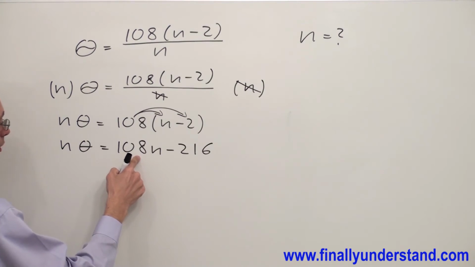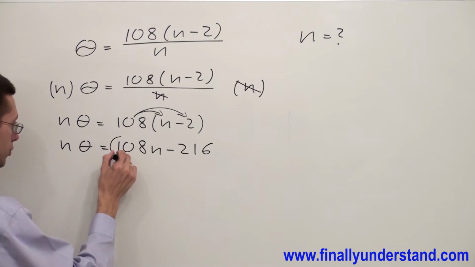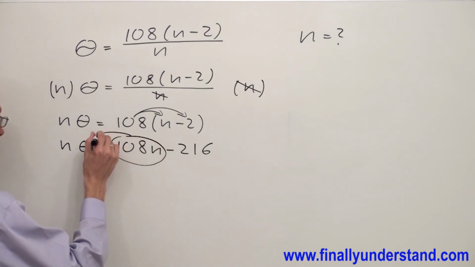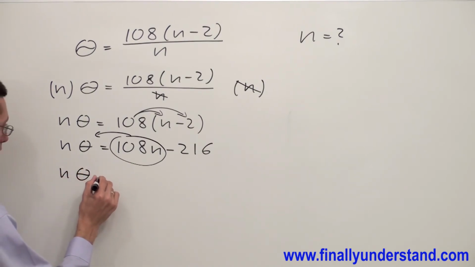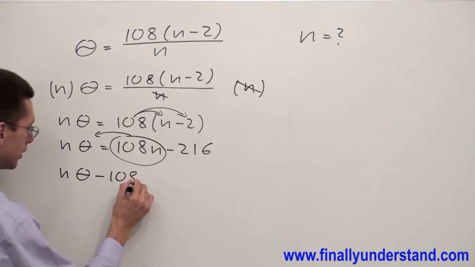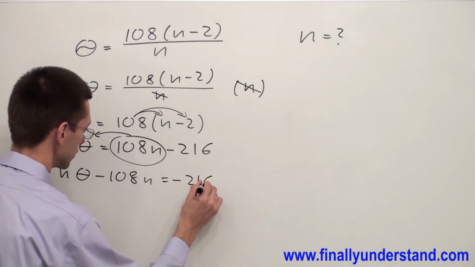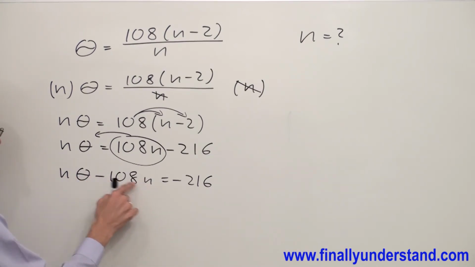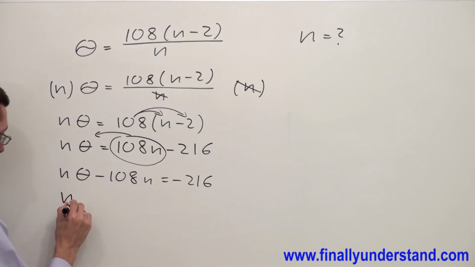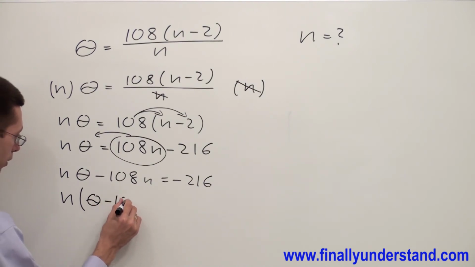Okay? Now I have n on the left side of the equal sign and I have n on the right side of the equal sign. I have to bring all n's to one side. That's why I'm going to take this term and move it to the left side of the equal sign. So I'm going to have n theta minus 108n equals negative 216. Okay, next I'm supposed to factorize n from these two terms. I'm going to have n, and inside of the parentheses I'm going to write whatever is left: theta minus 108.